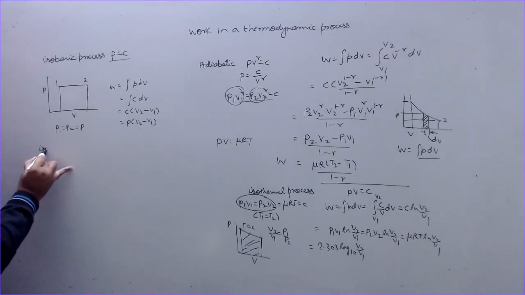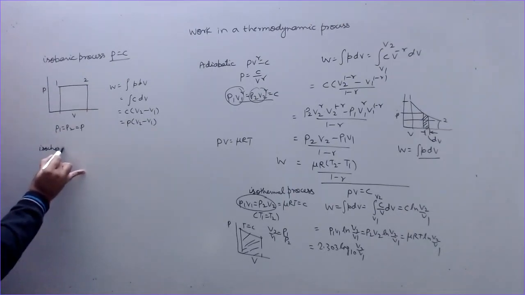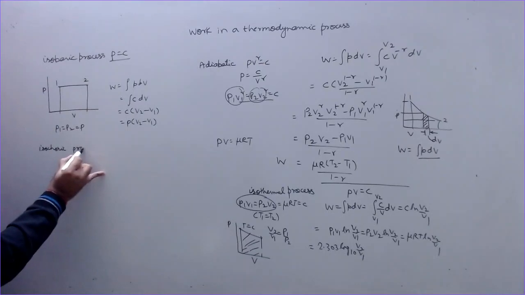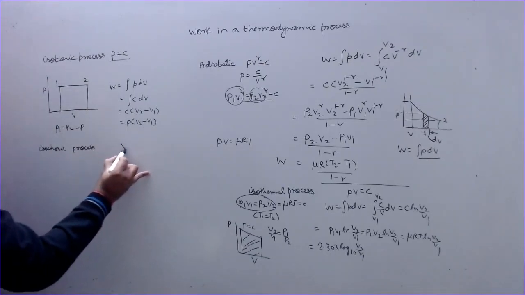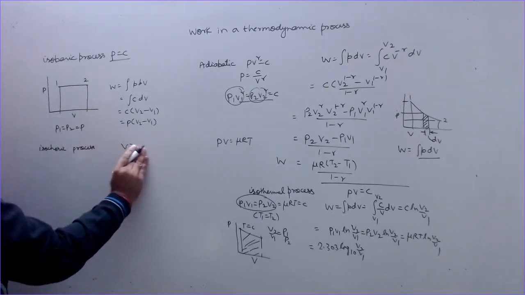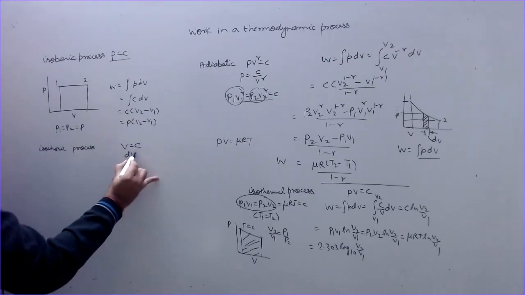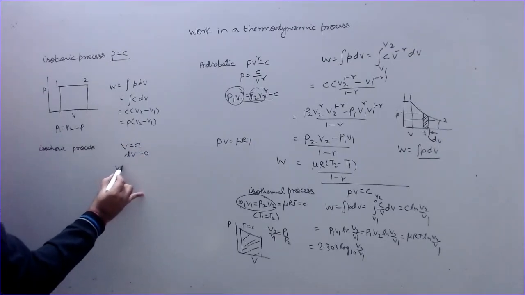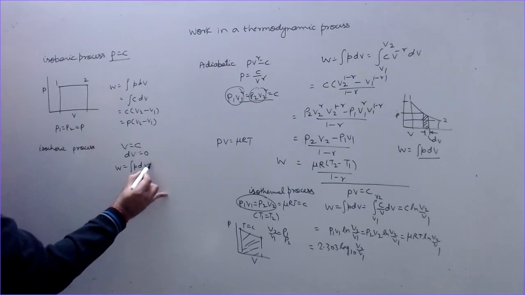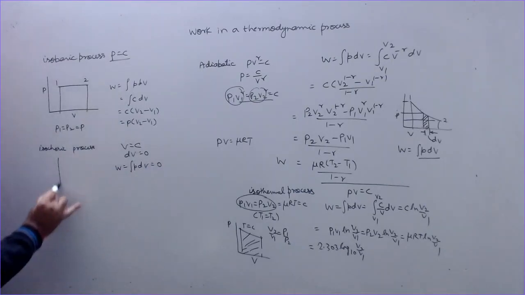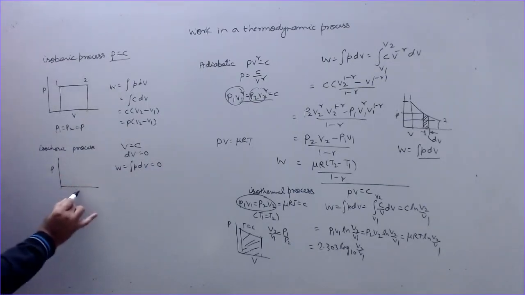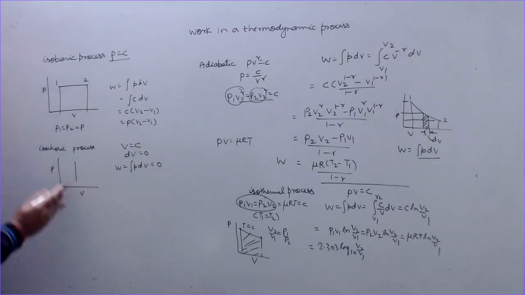And then we have the isochoric process, for which volume is constant. That means dV, change in volume, is 0, and integral P dV means work done is 0. Or in other words, you can see that the area below this curve is 0. This is a straight line. There is no area below this curve. So work done during an isochoric process is 0.